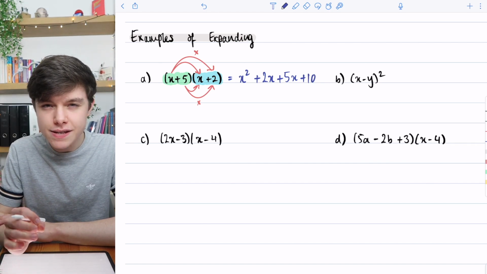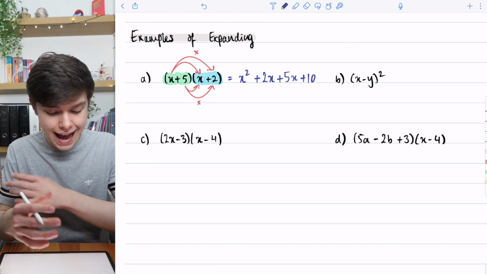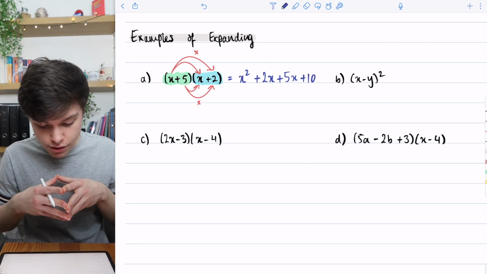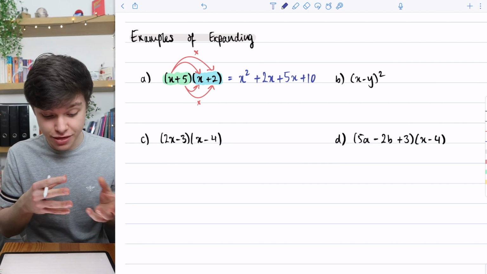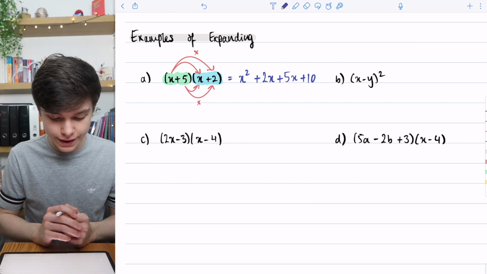Now don't leave your answer like this. You can, but it's not in its simplest form. I didn't ask for its simplest form here, but what I really should have done is said multiply and then give it in its simplest form, because that's what you're really required to do in the exam.